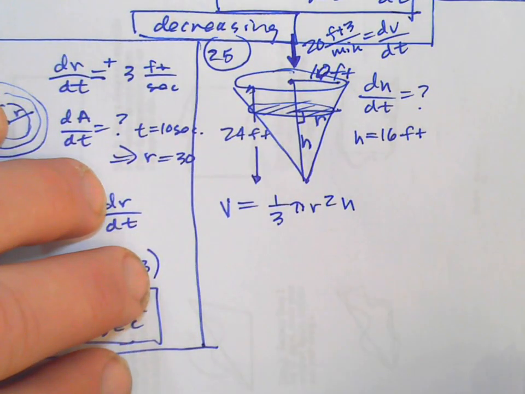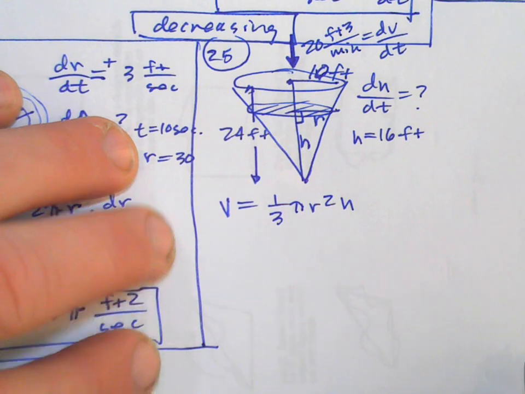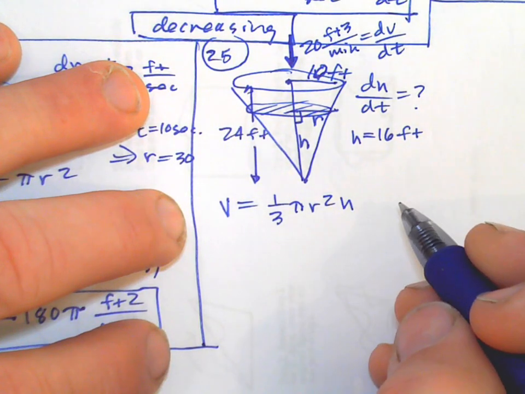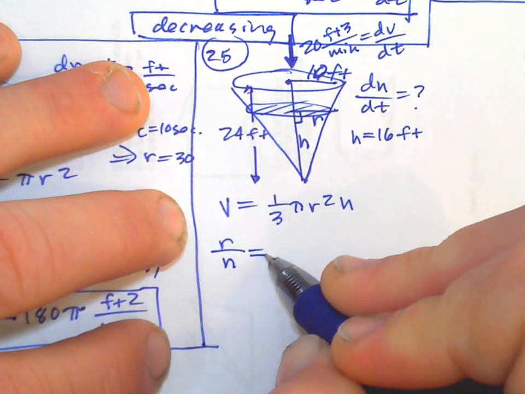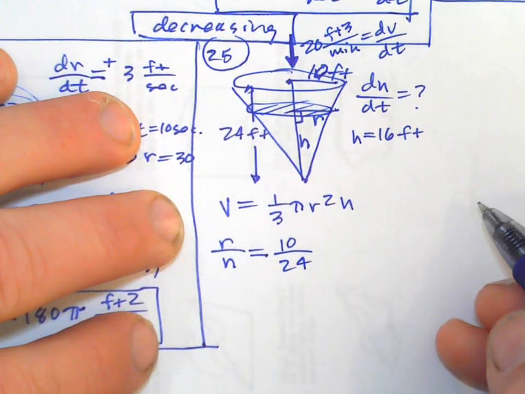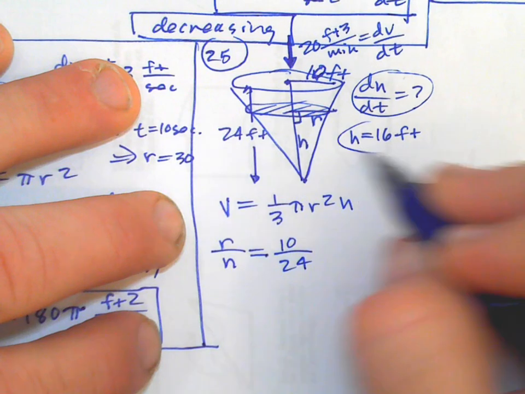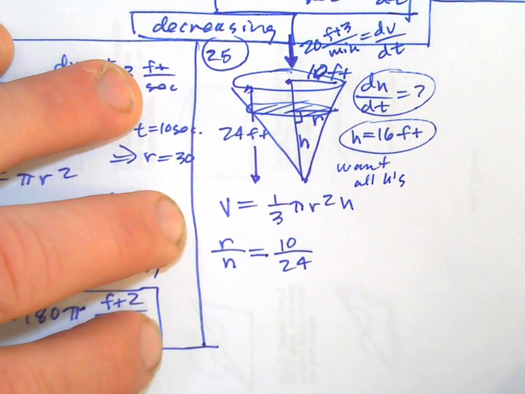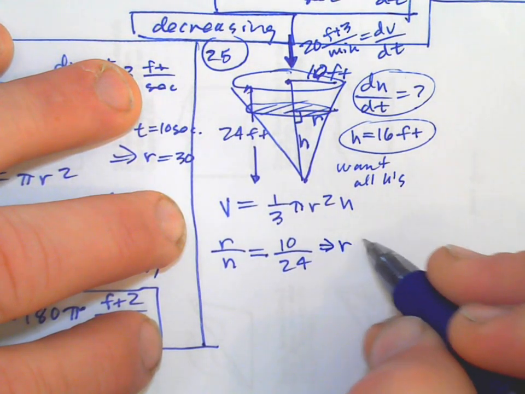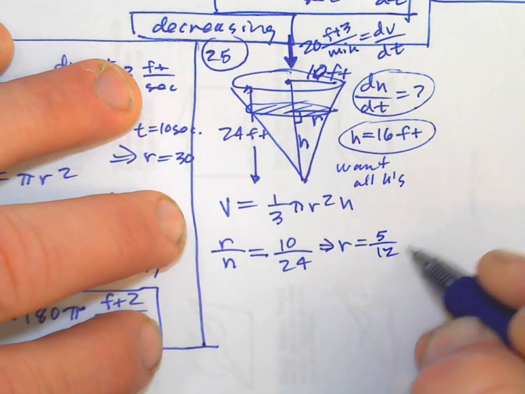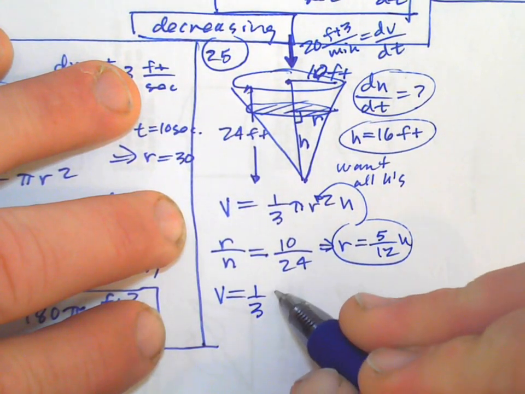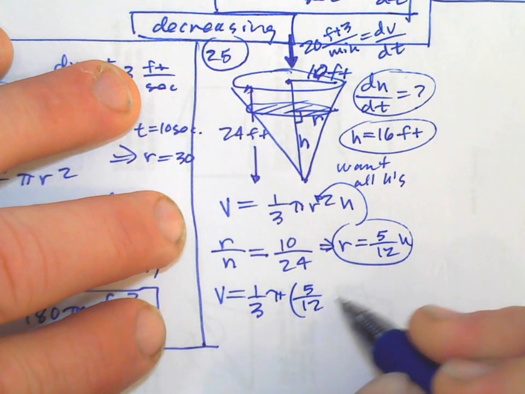Now, like I was talking about in class, you really want to get this in terms of one variable right away with these similar triangles. So we're going to do r over h equals 10 over 24. Since we're looking for dh/dt and we have h, we want all h's in our equation. So we're going to replace r with, we could reduce it to, 5/12 h. I'm going to plug that in for r before we do any calculus. You don't have to, but you're going to have to use this anyway. It's easier to use it right at the beginning.